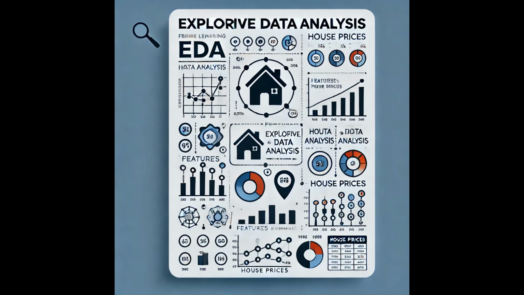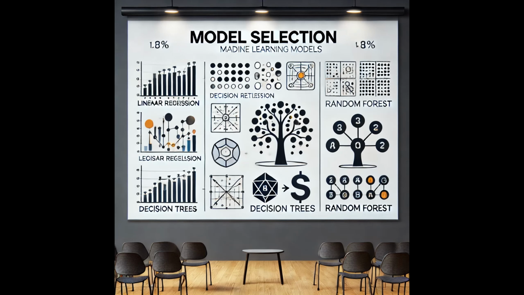Once the data is clean, we perform exploratory data analysis. This step helps us visualize relationships between the features and house prices. For instance, we might observe that houses in certain neighborhoods tend to have higher prices, or that larger homes generally cost more. For this project, we'll test multiple models, including linear regression, decision trees, and random forests.